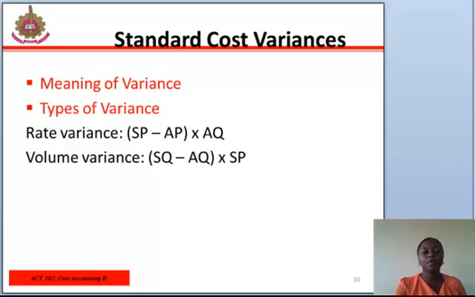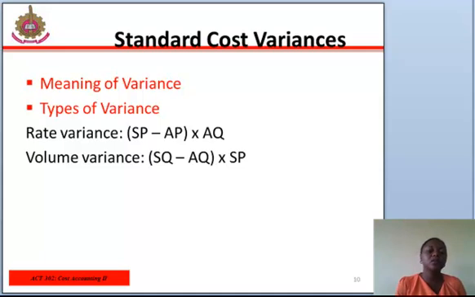Next is the other type of variance. We have the volume variance. A volume variance is the difference between the actual quantity sold or consumed and the budgeted amount multiplied by the standard price or cost per unit.